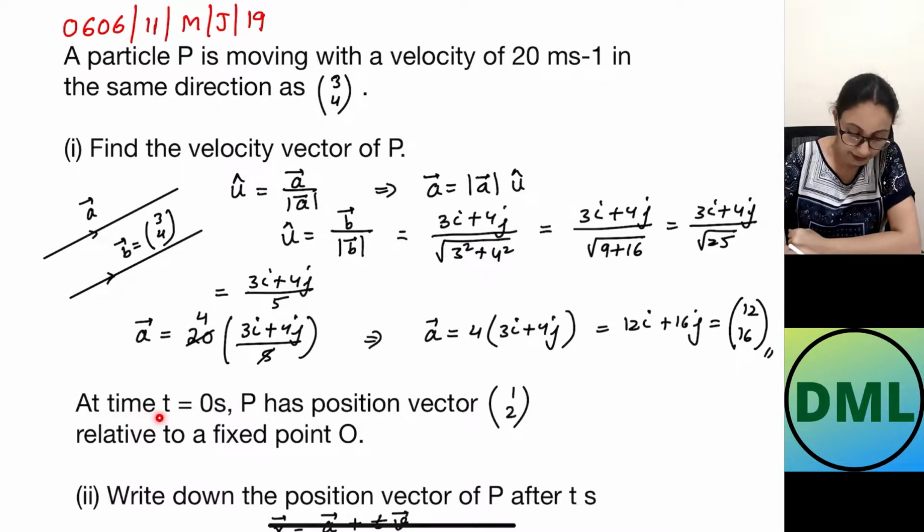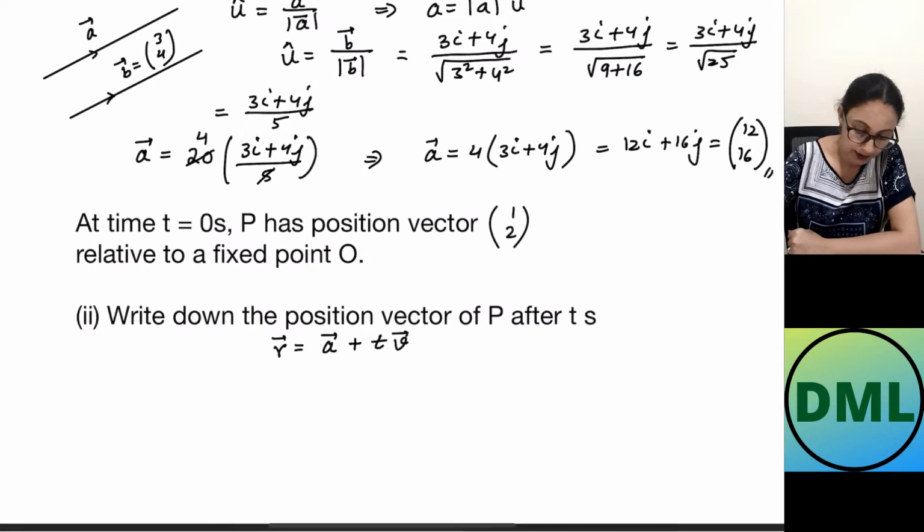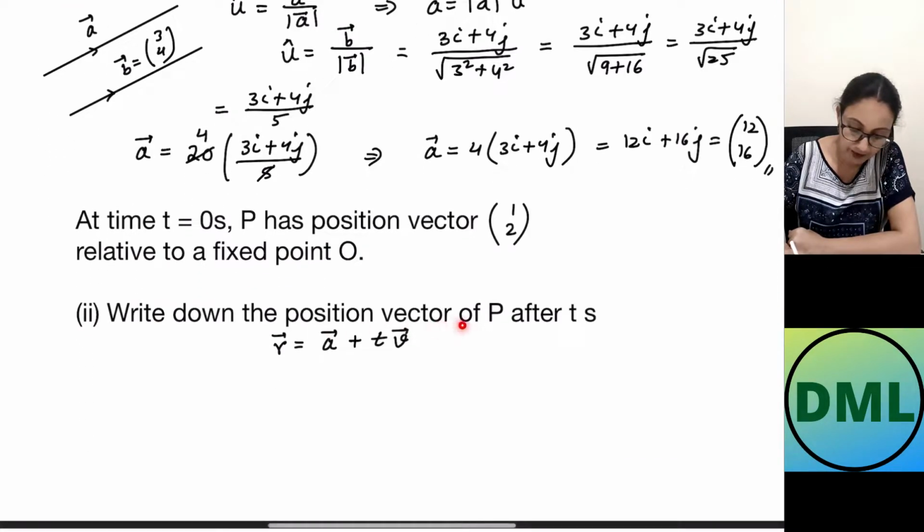Now at time t equal to 0 seconds, P has position vector 1, 2 relative to a fixed point O. Write down the position vector of P after t seconds. So the position vector of P will be written as the initial position plus the time multiplied by the velocity vector. The initial vector is given to us as 1, 2, and the velocity vector is 12, 16, which we figured out earlier.